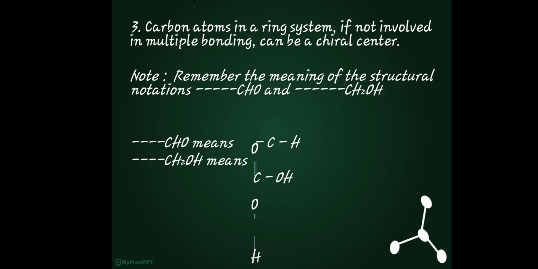Note everyone, meaning to say, you have to remember this one. Remember the meaning of the structural notation like CHO and CH2OH. So CHO means oxygen is actually bonded to a carbon. It is very contrast to CH2OH, because literally the carbon is now bonded to a hydroxyl group. So that is the difference. So take note the difference between CHO and CH2OH. Okay, guys? So let's move forward to another slide.